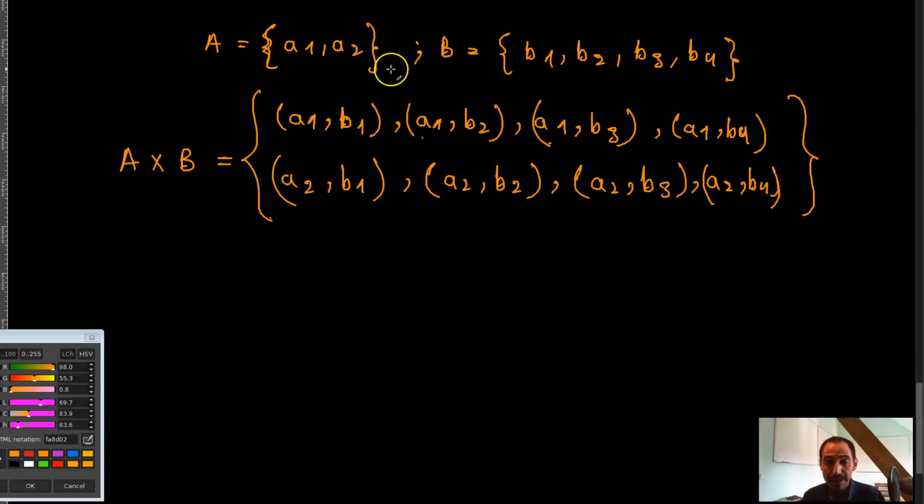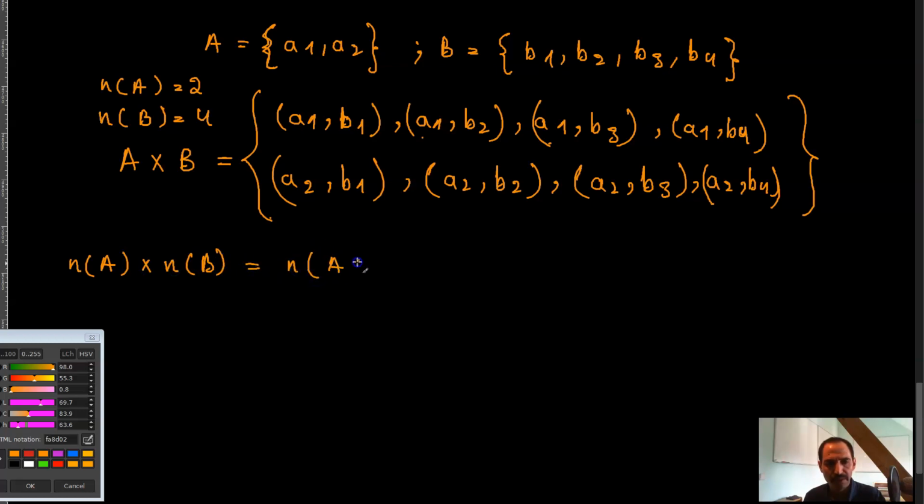Again, you can see that n of A is equal to 2, meaning that the number of elements of A is 2, and the number of elements of B is 4. So 4 times 2 is equal to 8, which is n of A times n of B is equal to n of A times B, which is equal to 8. That's the first point.